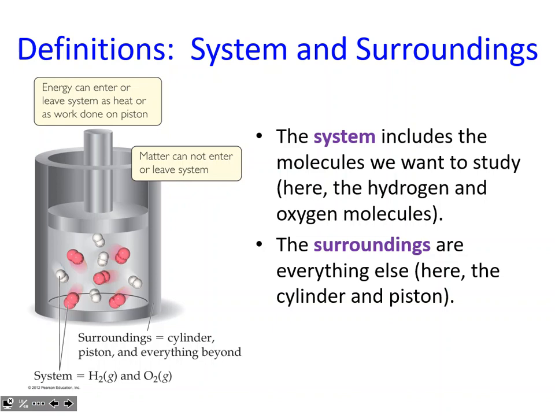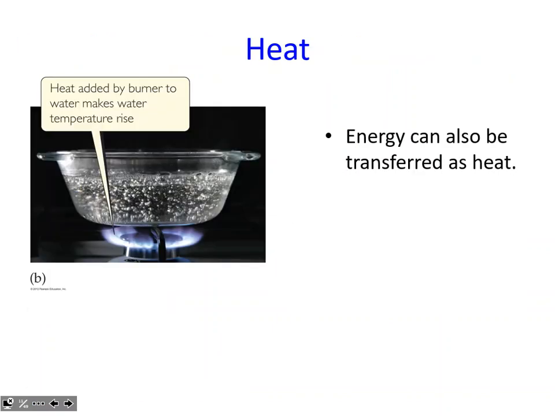I'm assuming that the only things inside the piston are the hydrogen and oxygen. If there was air in there, then that would also be part of the surroundings, okay? But I'm assuming it's just those chemical species inside the piston. So that would be the system. Everything else around it would be the surroundings. Does that make sense? Alrighty. Now, heat.